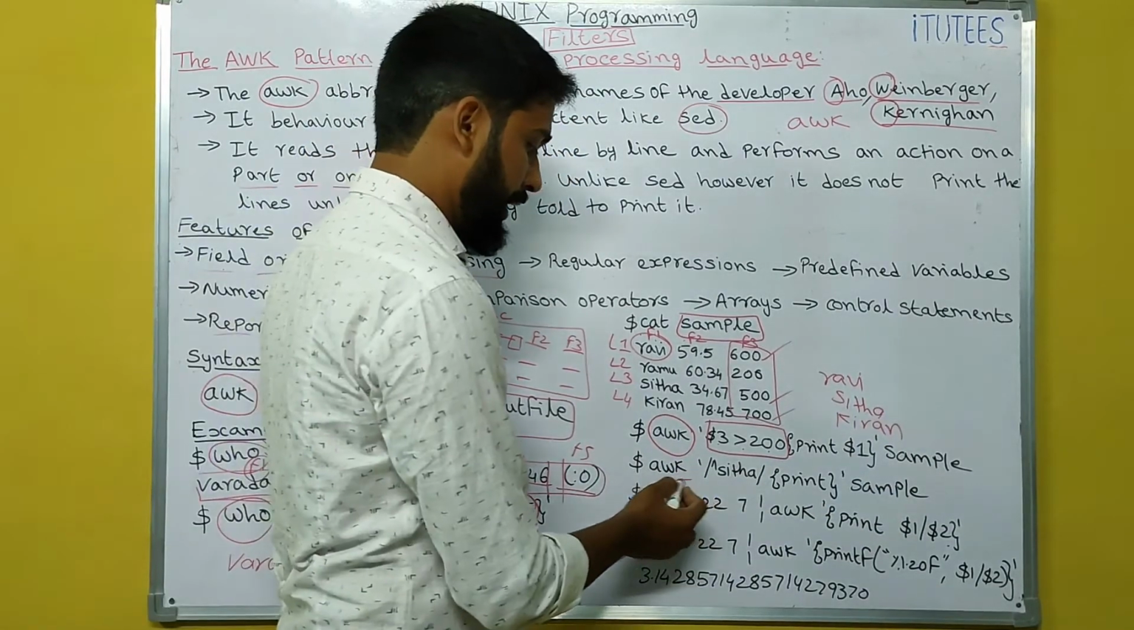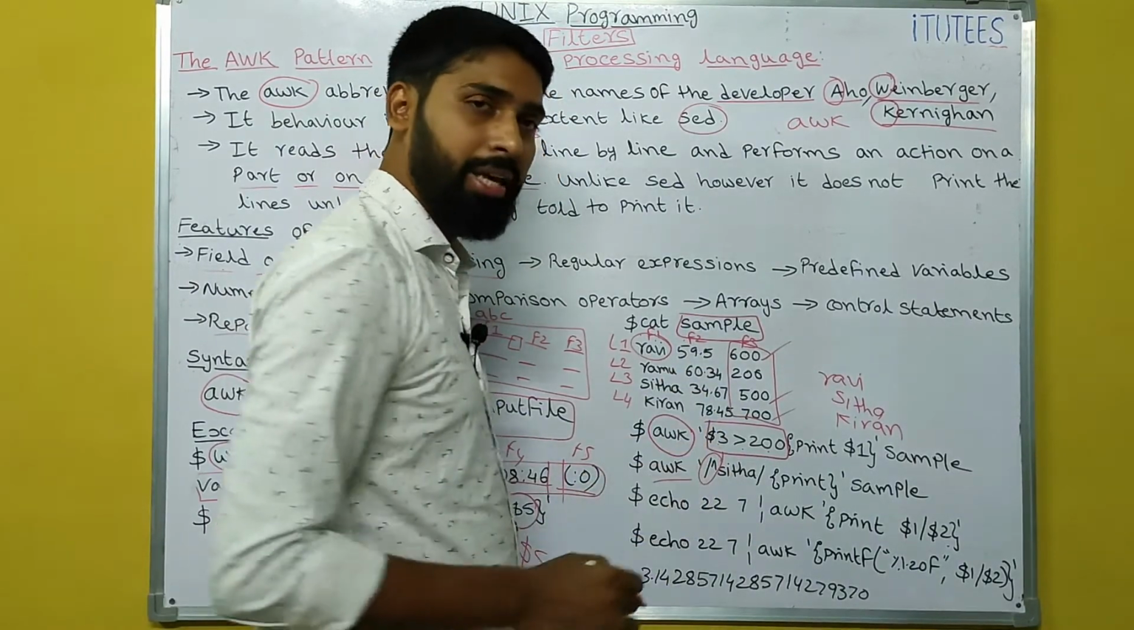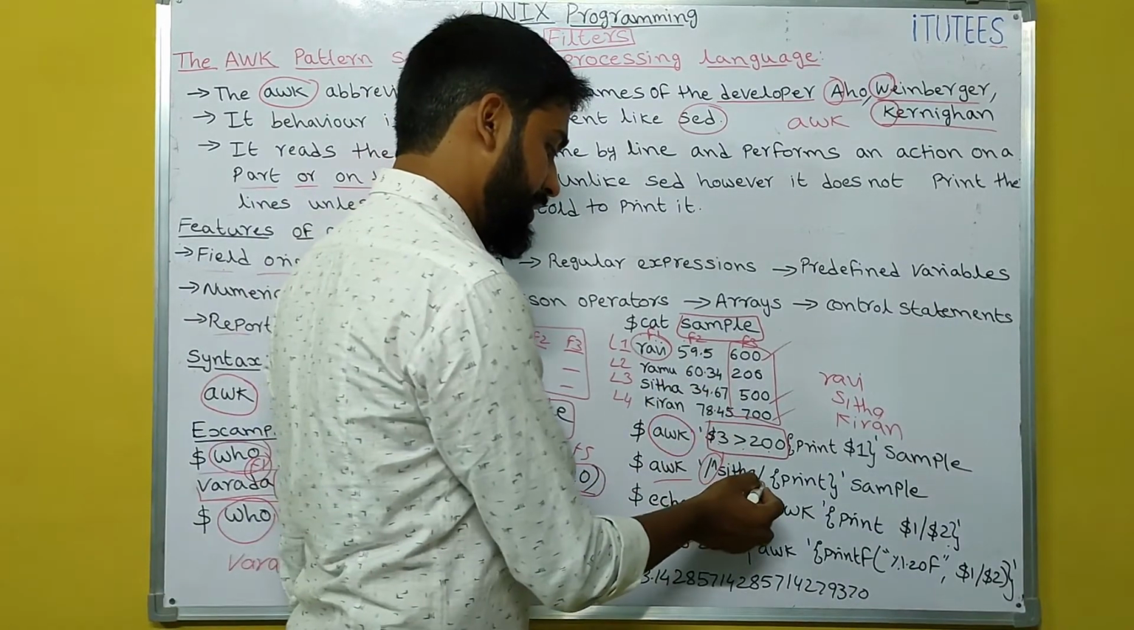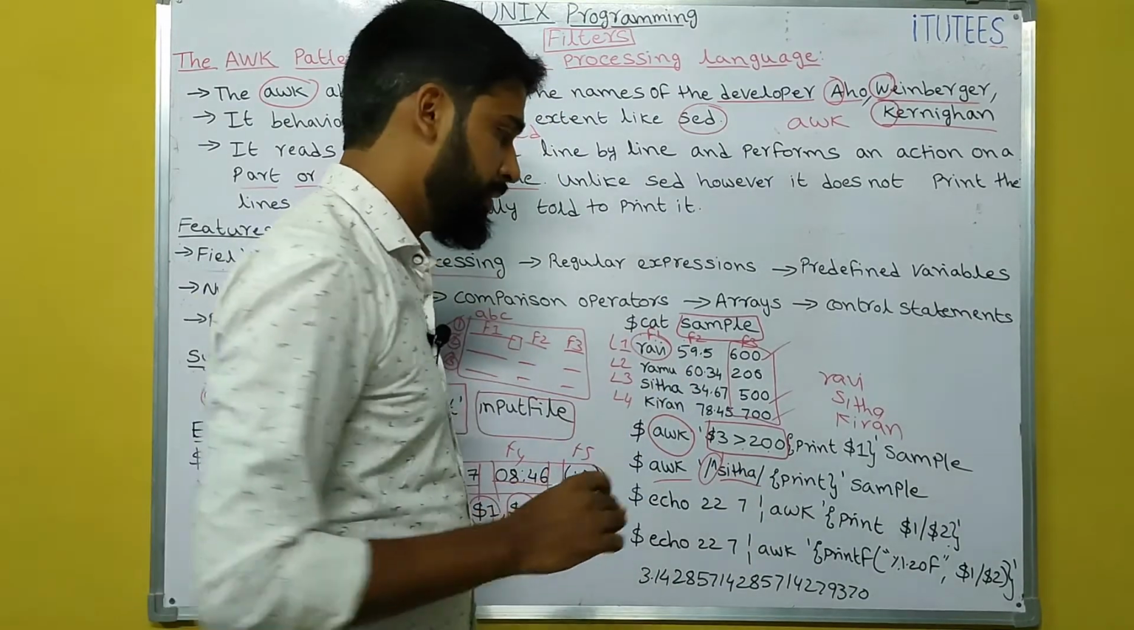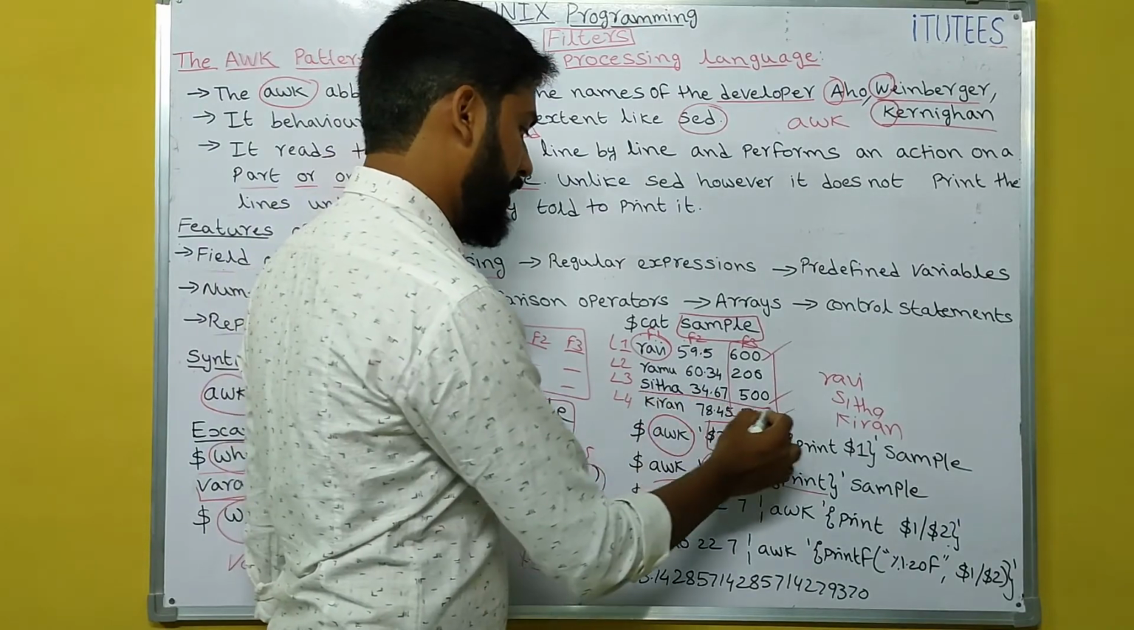So next one, AWK regular expression /^Sita. That means it identifies if a line is starting with Sita, and that we are going to print. So what is the line? Line 3 will be output.